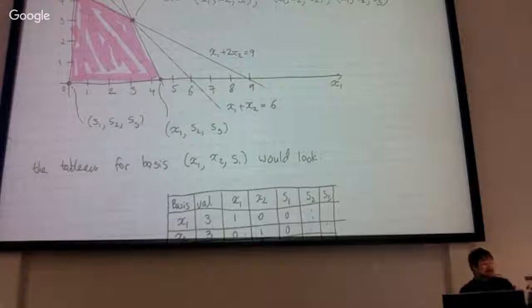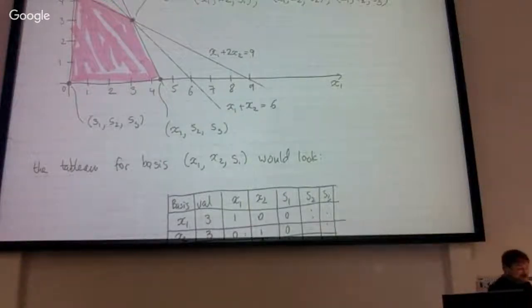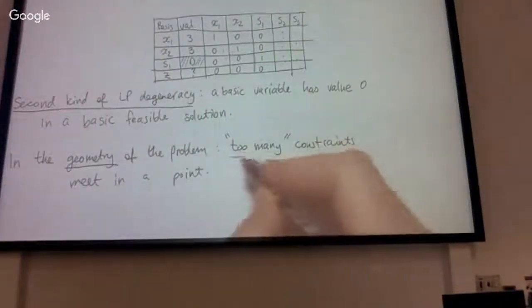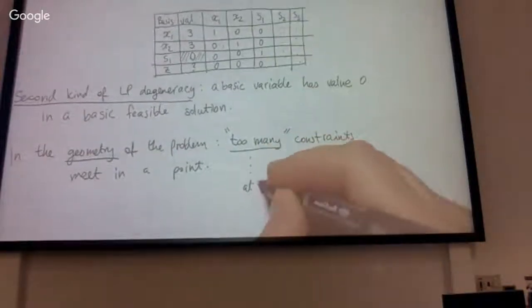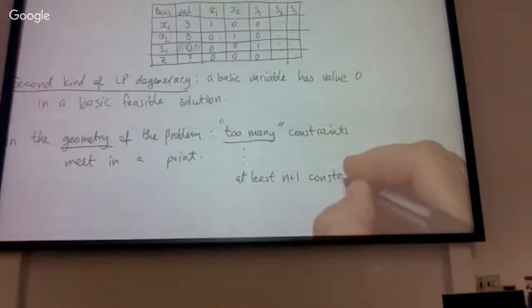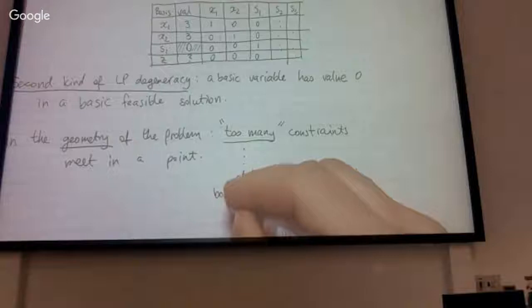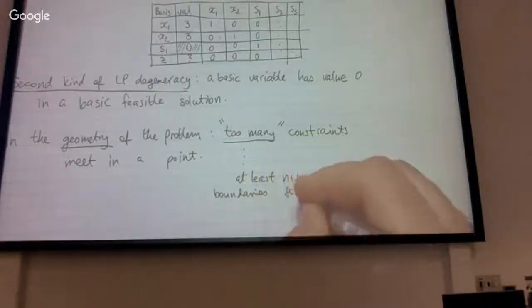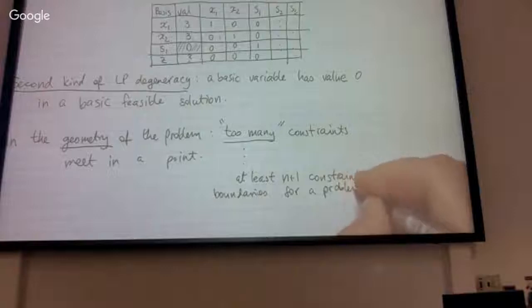So if you have n decision variables and there are at least n plus 1 constraints that all go through a single point, the boundaries, I mean, not the constraints. Constraints don't go through anything, but the boundaries, so the hyperplanes that they define, and that is too many. So too many means at least n plus 1 constraint boundaries for a problem with n decision variables.